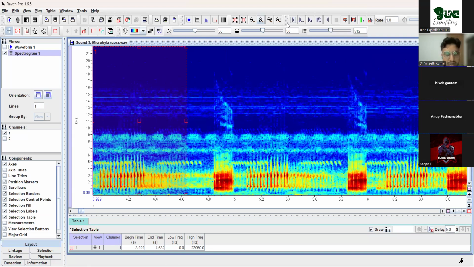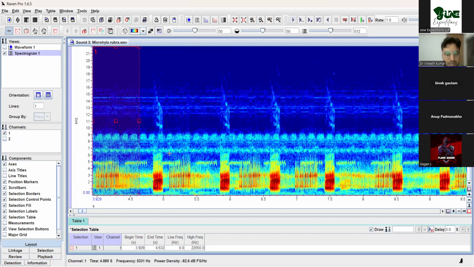It's rubra, but look at this particular part. This is one call actually. In between, one more individual is calling. You can see it's gone too long. The actual length is this much, but there's one more species or individual which is calling. So even if you hear it, you can clearly make out there are two individuals. Okay. So one is far, one is close.